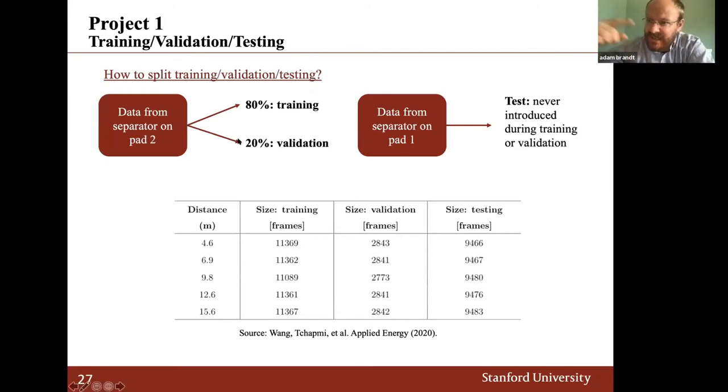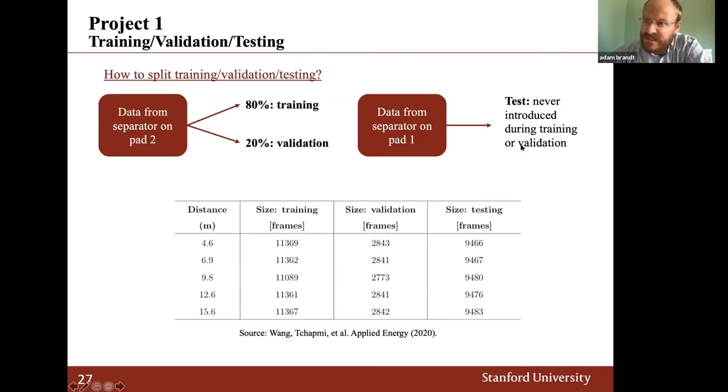20% of that is used in an internal loop called validation. Basically, that's to compute a score separate from the very tight inner loop. It's sort of the next loop out, and I say, I'm going to compute a validation score and watch that drop. And when that begins to level off, I'm not learning anymore from my images. The test, you want to never introduce the test during training.